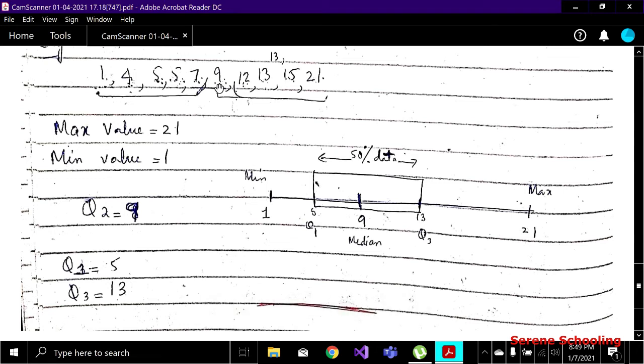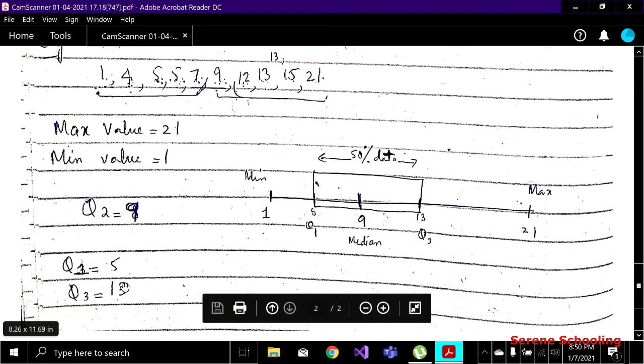So after finding Q2 we can easily get our Q1, that is, again find the median from this part of the data, that is 5, right? And again find the median from this part of the data, that is 13. So this part gives us Q3, our 13 is Q3, and this part gives us Q1, so our 5 is Q1, right?